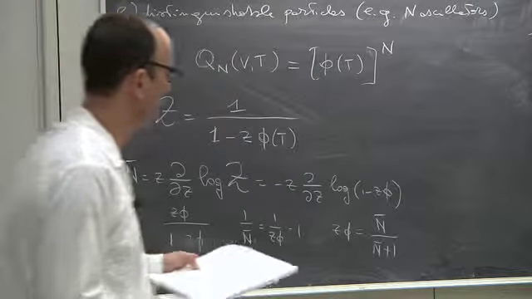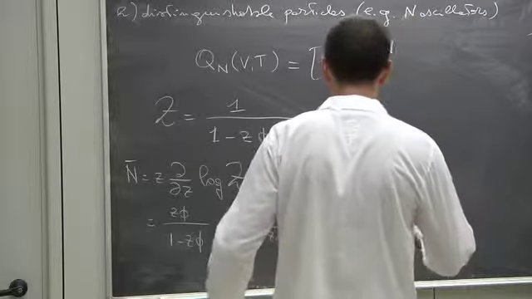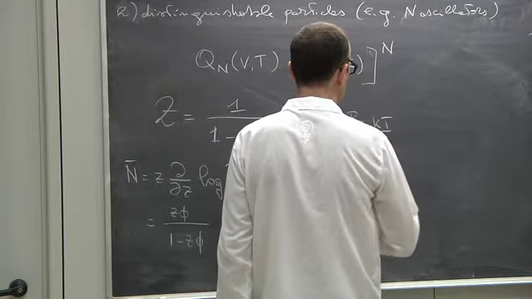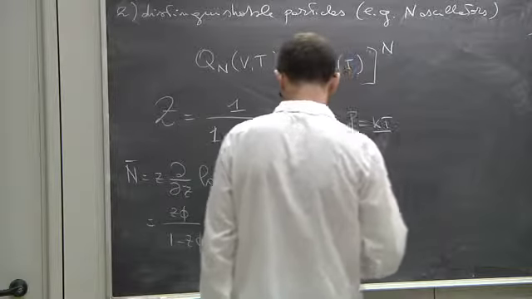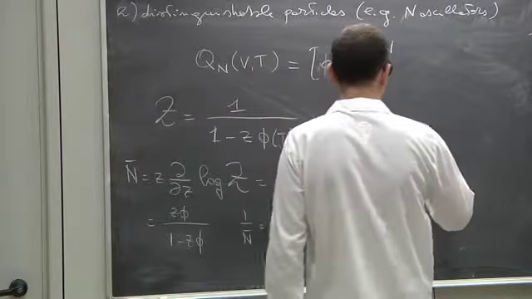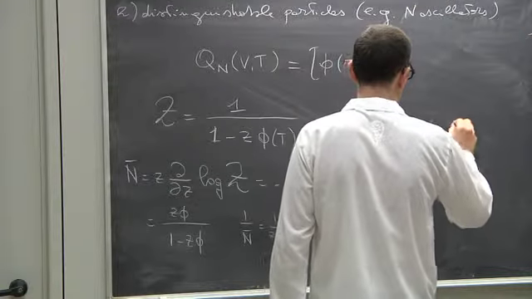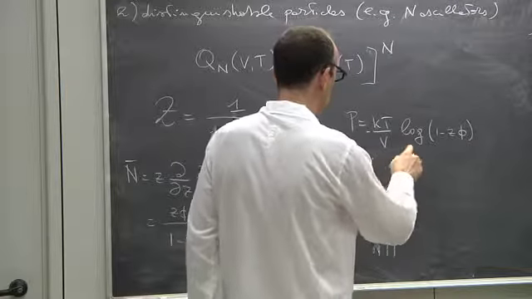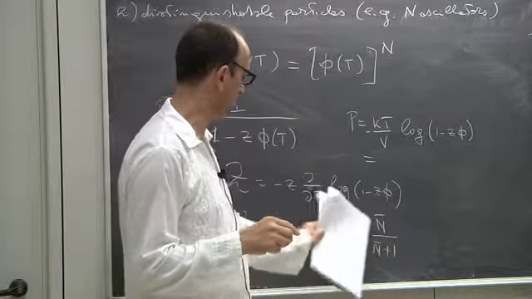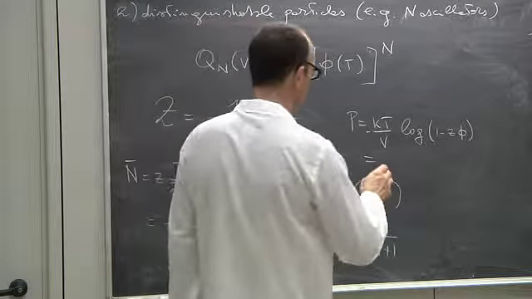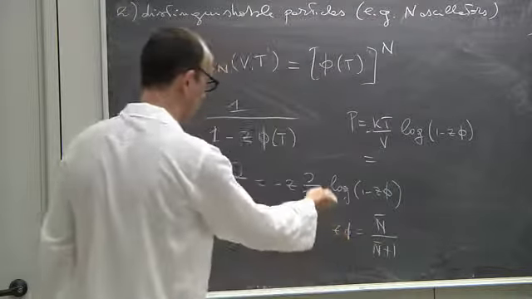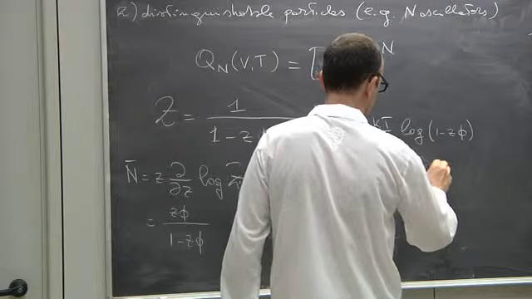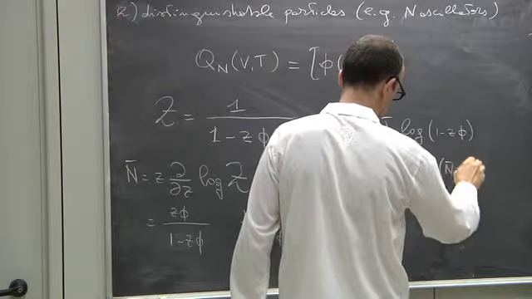Now, what is the pressure? The pressure in this system is equal to kT divided by V times the log of Z, which is minus kT over V times the log of 1 minus z phi. So if I substitute z for n, 1 minus z phi is just 1 over n plus 1. So this is just kT divided by V times the log of n plus 1.